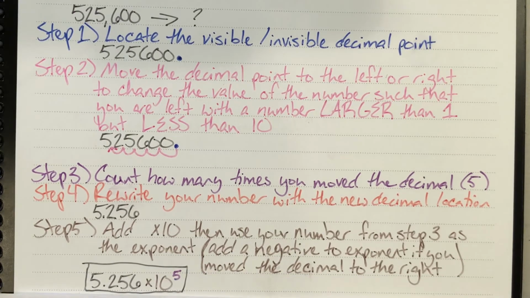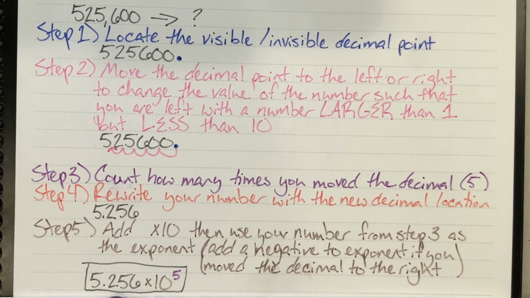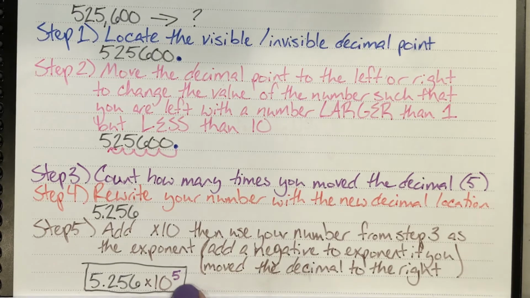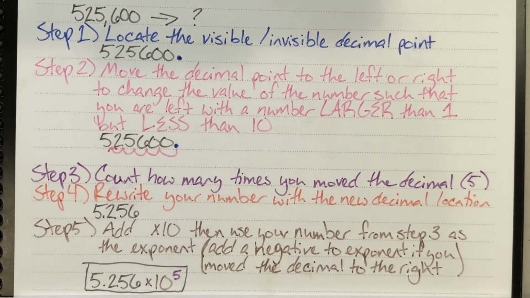So my final answer is going to look like 5.256 times 10, and then my exponent again is how many times I moved my decimal point. I moved it 5 times, and I moved it to the left, so it gets to remain positive. So that's how you are going to convert standard notation into scientific notation.